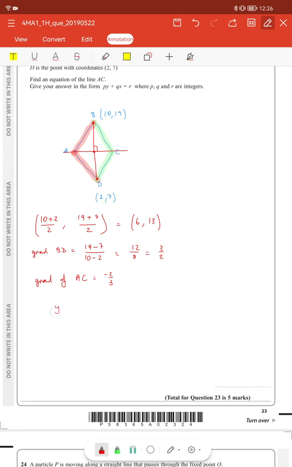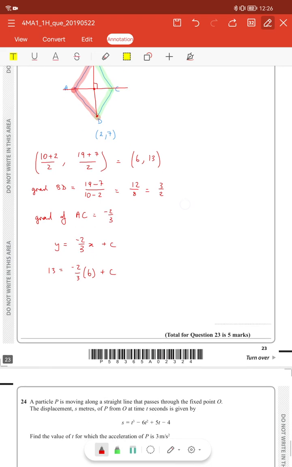And we can say y is equal to minus 2 over 3 x plus c. We're going to sub in the values for the midpoint, which would give us 13 equals minus 2 over 3 times 6 plus c, which would give us 13 is equal to minus 4 plus c, so c would equal 17.